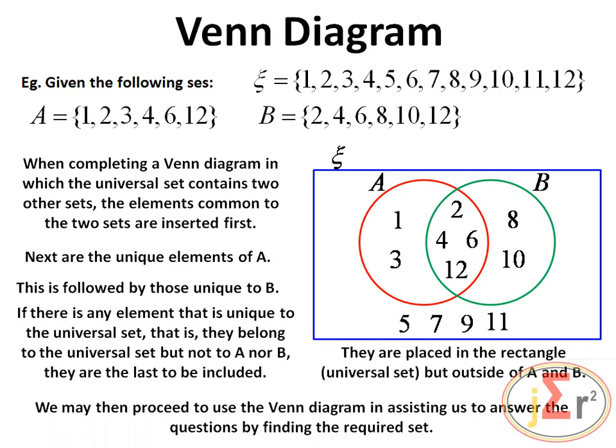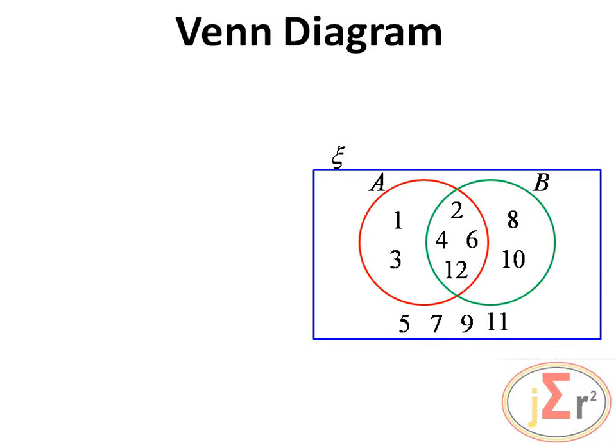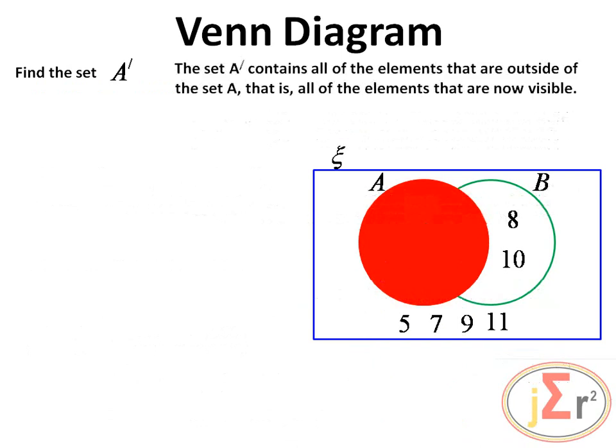We may then proceed to use the Venn diagram in assisting us to answer the questions by finding the required set. So find the set A complement. Of course, the set A complement contains all of the elements that are outside of the set A. That is, all of the elements that are not visible. So the elements that are not visible are the elements outside of A. See, we have covered the set A, so we have the elements in A complement. We have 5, 7, 9, 11, and we have 8 and 10.